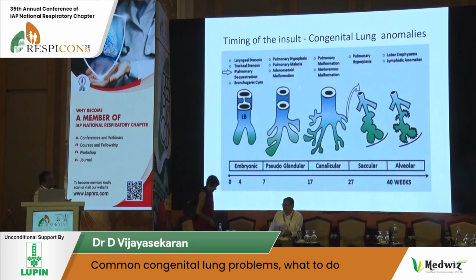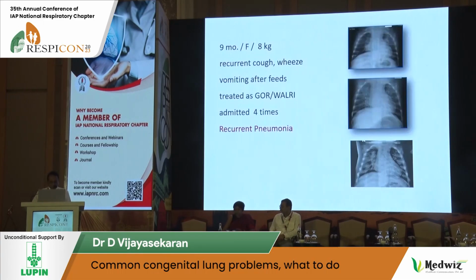So the timing of the insult is very, very important. And anything happening in the younger age, actually that is an embryonic and pseudoglandular period, they have a lot of stenosis, aplasias, sequestration, cysts, all these things are all possible. And we will just show that this case presented as a recurrent pneumonia. We all know the diagnosis of recurrent pneumonia, clearing and reappearing, that has been going on for a long time.